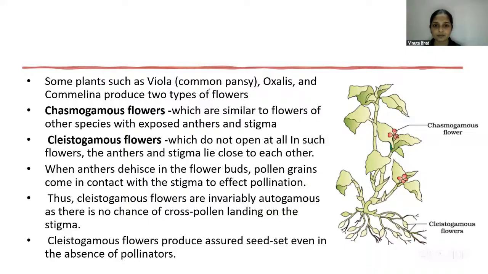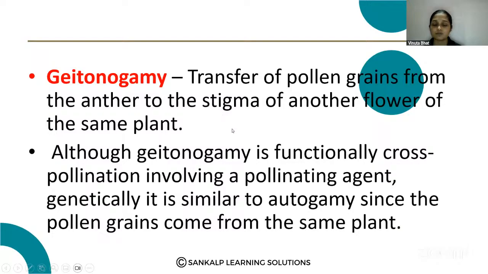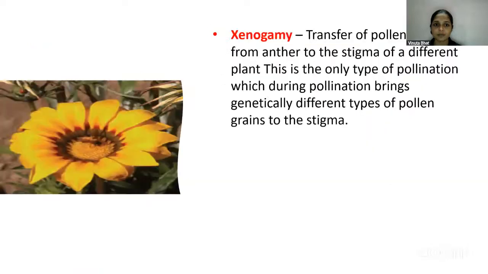Example for this: Viola, Oxalis and Commelina produce two types of flowers, both chasmogamous and cleistogamous flowers. That is very important. And next one, geitonogamy: transfer of pollen grains from the anther to the stigma of another flower of the same plant. So that is geitonogamy.